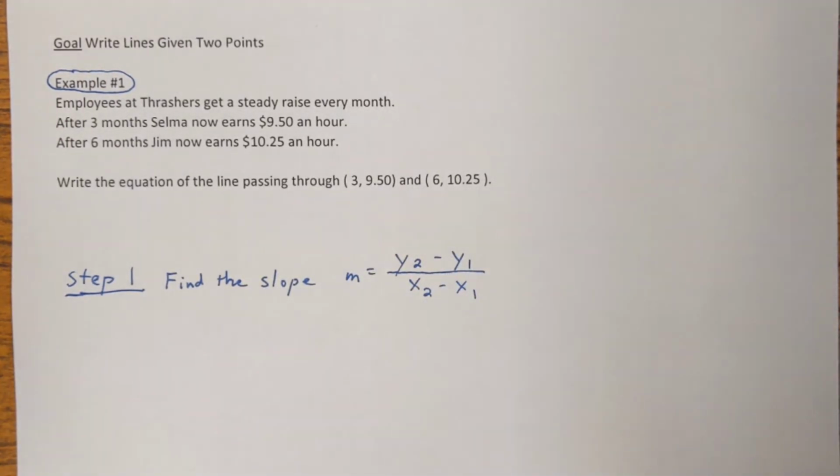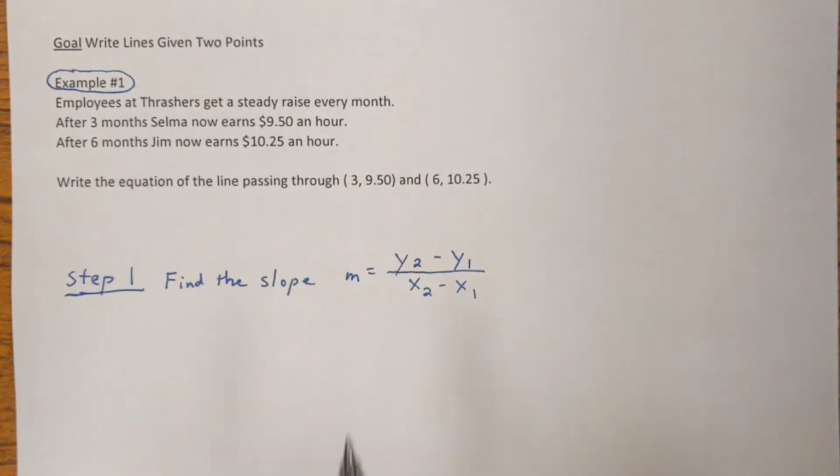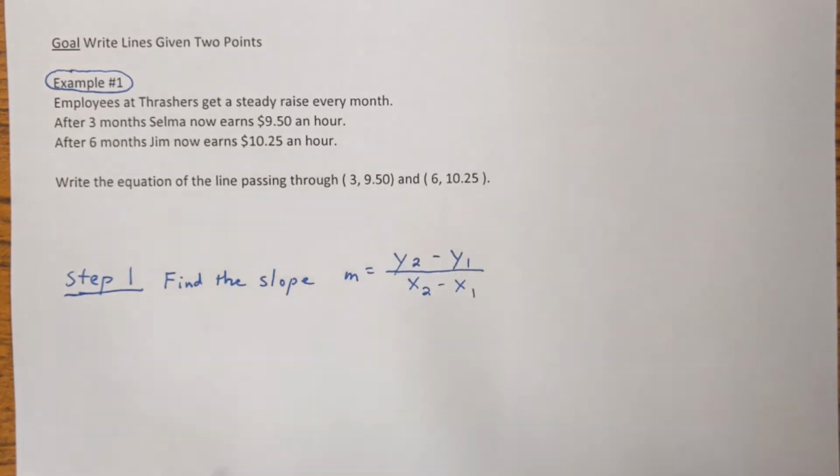And once you can write down that equation, you'll be able to analyze the situation for any employee, no matter how long they have worked there. But the main goal is we want to be able to take these 2 points, write the equation of the line that passes through them. So we're going to break this into steps.